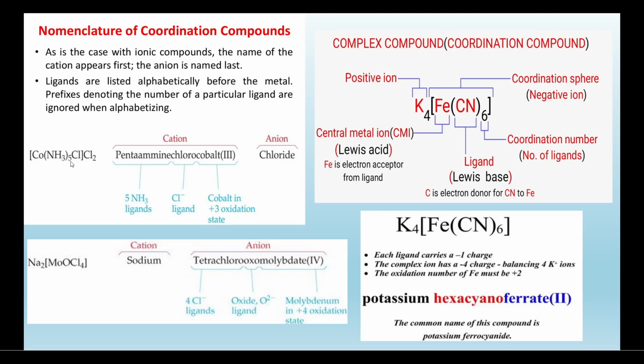First we take the number of ligands, that is 5 in number: penta, amine. Next, the negative ligand, that is chloro. And next, the central metal ion, cobalt. Here there may be a presence of -2 and -1, and -3. Okay, this is 5. The neutral ligand has a 0 charge. There is no charge for the neutral ligand. Here -2, -1, -3.